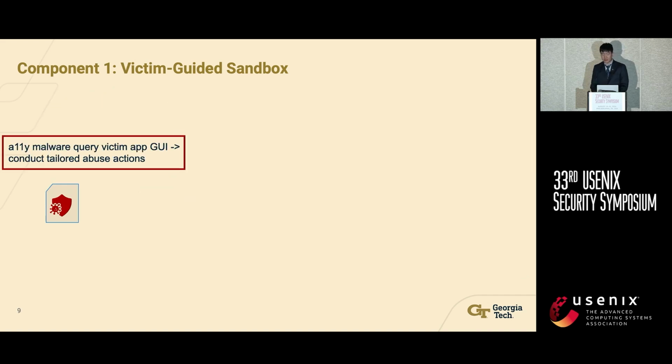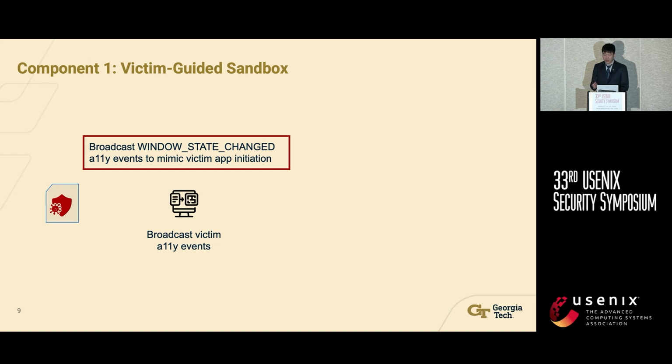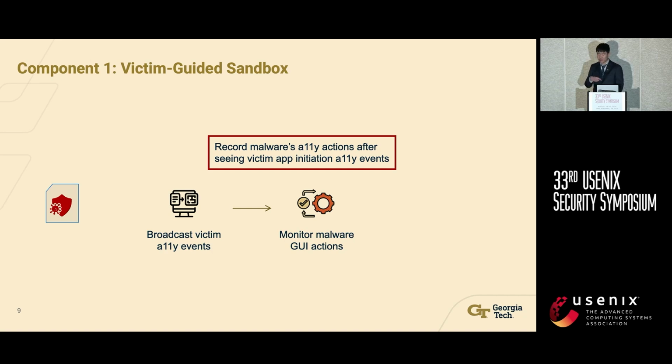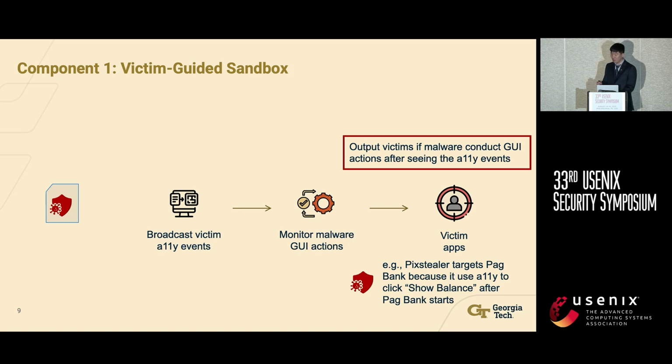And our second insight is that ally malware queries victim app GUI state before conducting tailored abuse actions. So Diva actively broadcasts victim ally events, in this case, window state change events, to mimic the victim app's initiations. Then Diva monitors the malware's GUI action responses to those events. And finally, it outputs the victim app if we see it conducts GUI actions after seeing the ally events. So for the pig stealer malware, we say it targets PegBank because it uses ally to click the show balance button after PegBank starts.